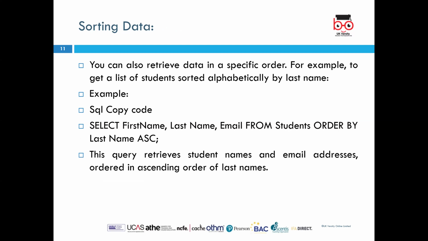Sorting data. You can also retrieve data in a specific order. For example, it could be ascending order, descending order, or by the number of courses of the students. So it could be any criteria by which you can sort and extract the data.